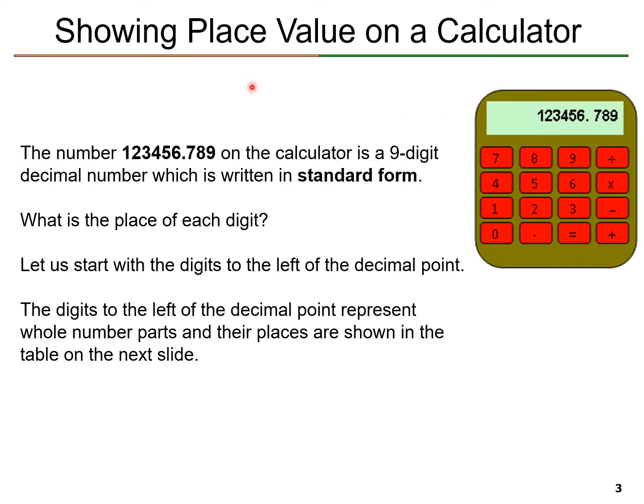So now this title really should have been showing place on a calculator. The digits to the left of the decimal point represent whole number parts. So the digits 1 through 6 represent whole number parts. And their places are shown in the table on the next slide. So again, we're really going to start out by focusing on the location within a number, and then we're going to move to place value.